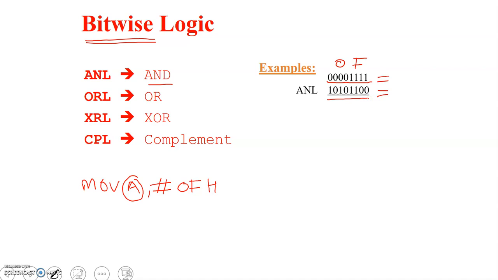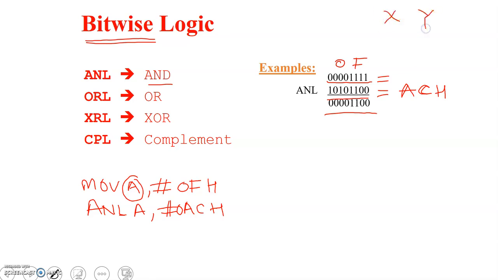Okay, so what is this number? This is basically ACH. Okay, so I will be writing here ANL A, #0ACH. 0 should precede AC. Okay, so after the execution of this instruction, I will be getting this value.